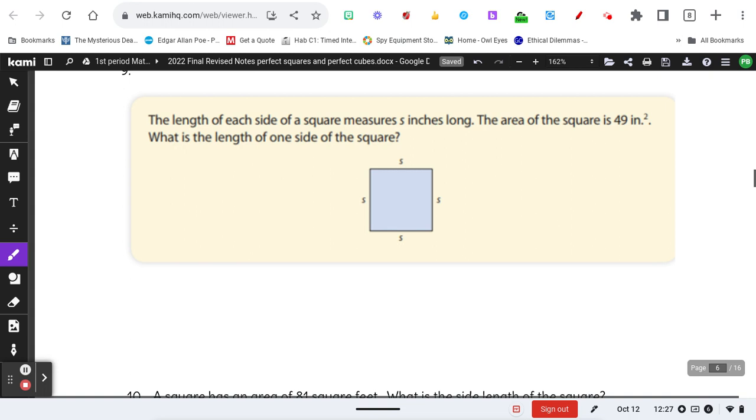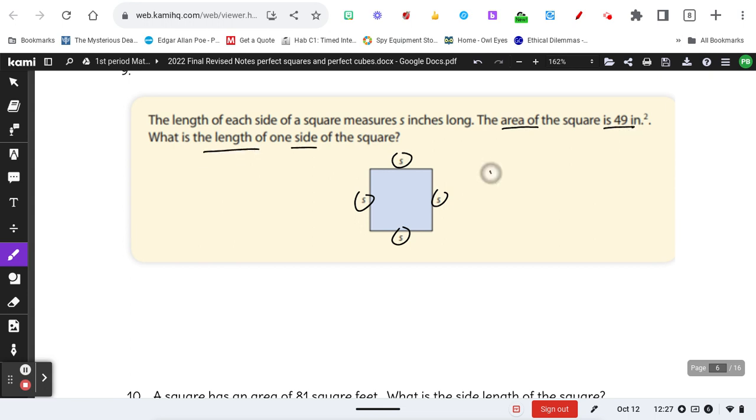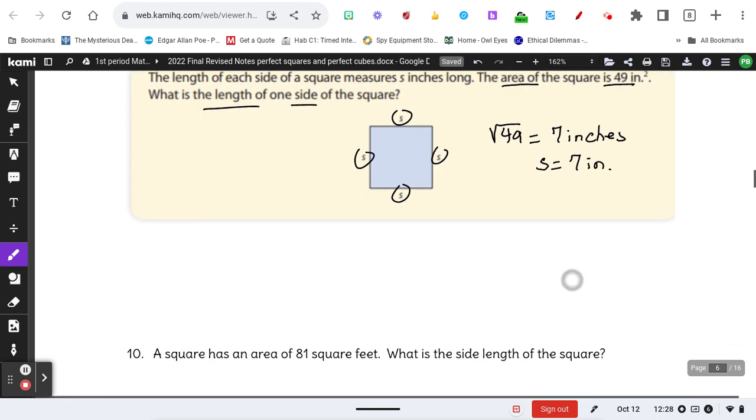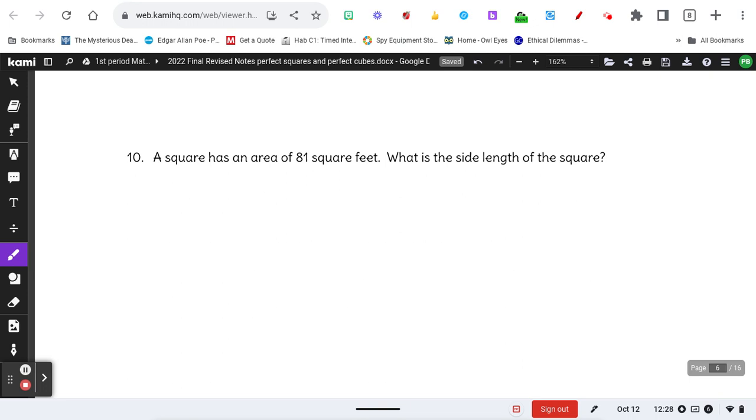All right, 9, the length of each side of a square measures S units long. S, it's all the same, okay? The area of the square is 49 square inches. What's the length of one of the sides? So you can take the square root of 49. So the length of one of the sides is just 7 inches, guys. So that means S equals 7 inches. 10. A square has an area of 81 square feet. What's the side length? Well, you just take the square root of 81. That's just, the side length is 9 feet. That's all you do. Simple, simple, simple.